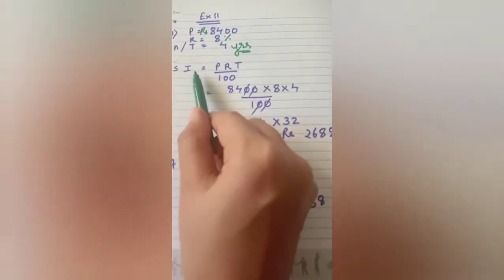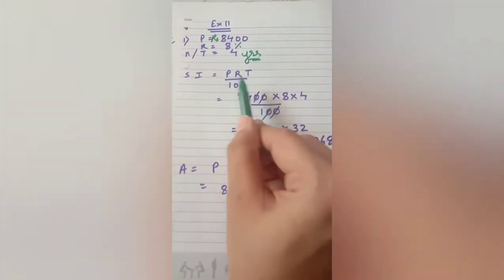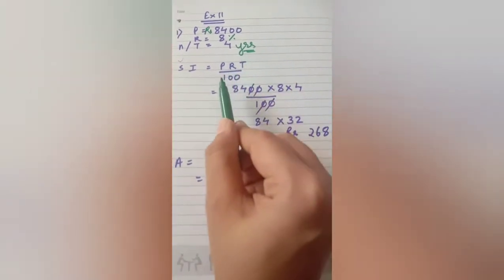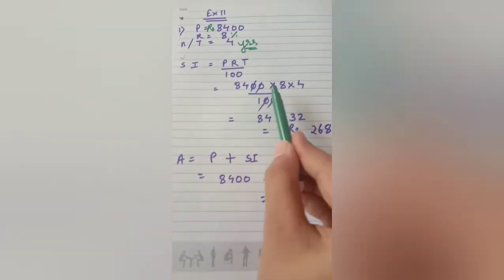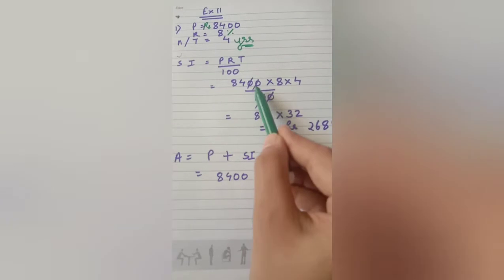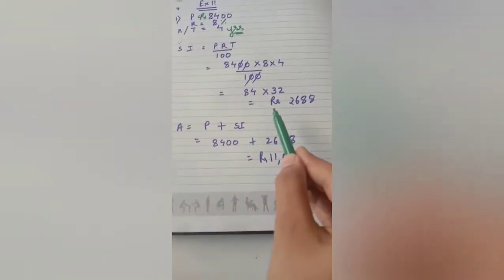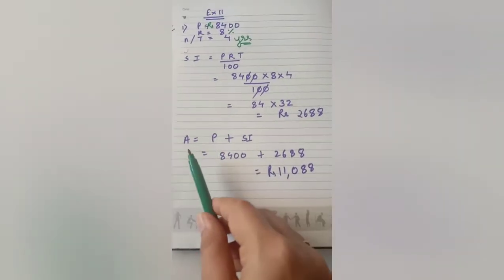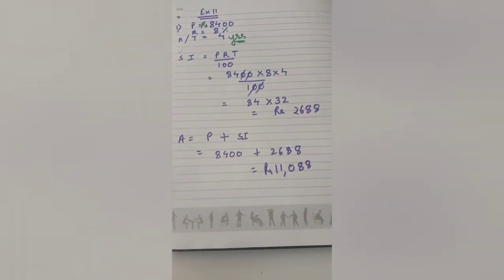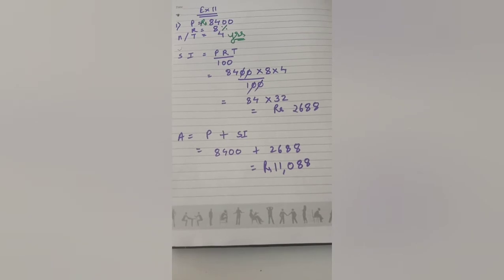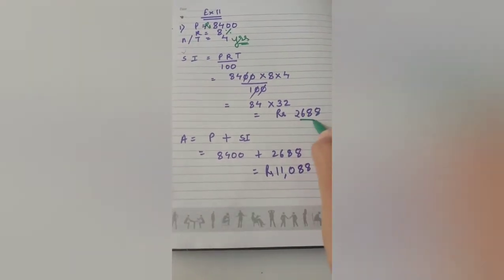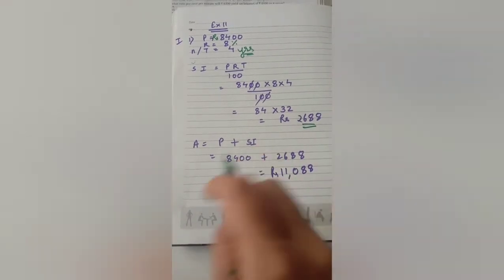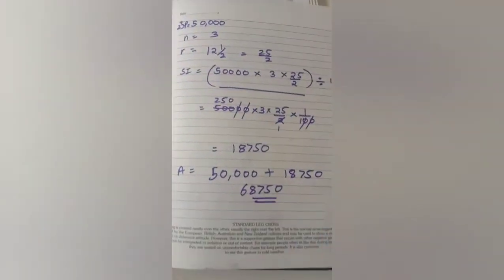Now simple interest, SI, is PRT upon 100, where P is principal, R is rate of interest, T is time period, and upon 100. So here 8,400 into 8 into 4, the 0 gets cancelled. So 84 into 32, which is 2688. Now amount becomes principal plus simple interest, which is 8,400 plus the simple interest we got, that is 2688, which is 11,088.